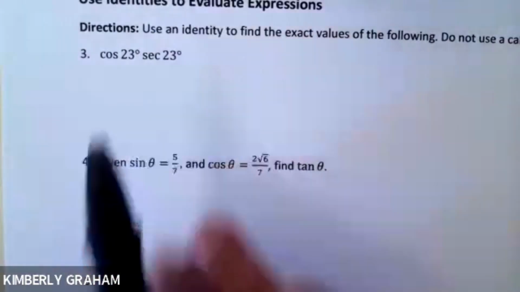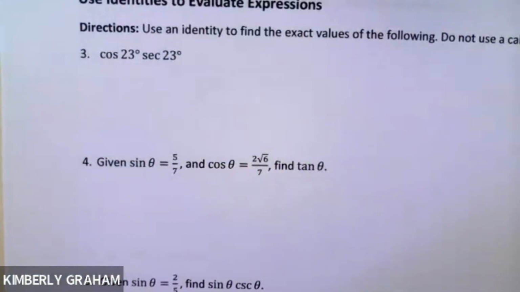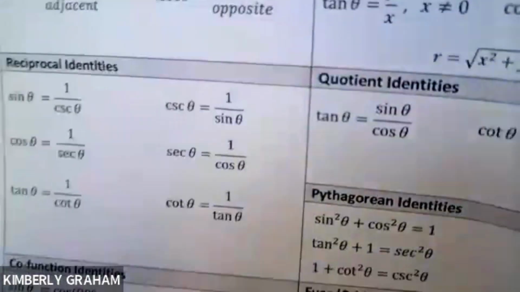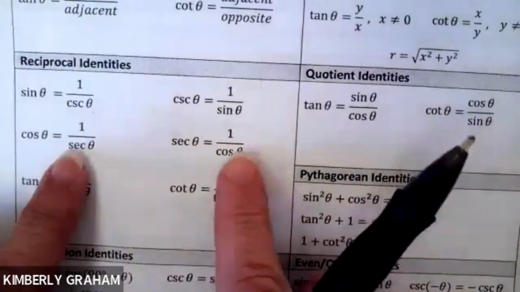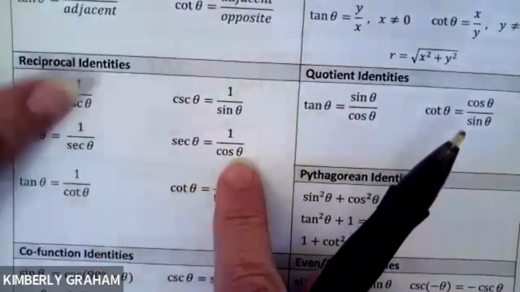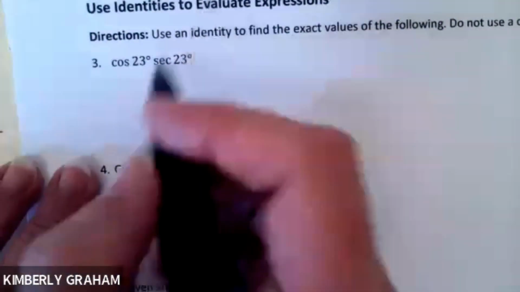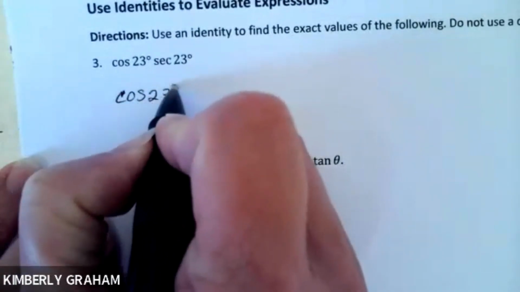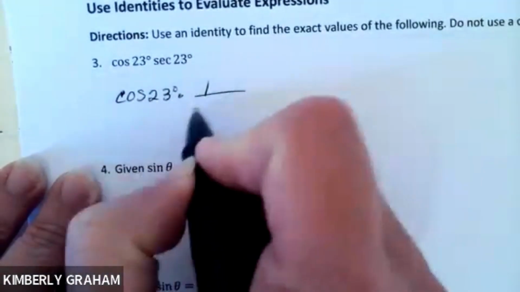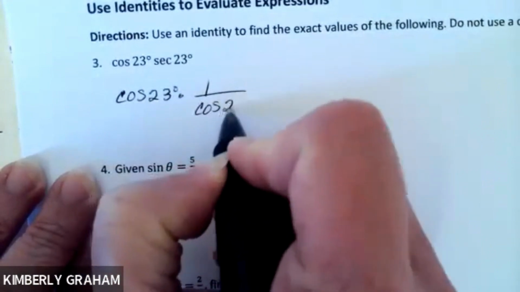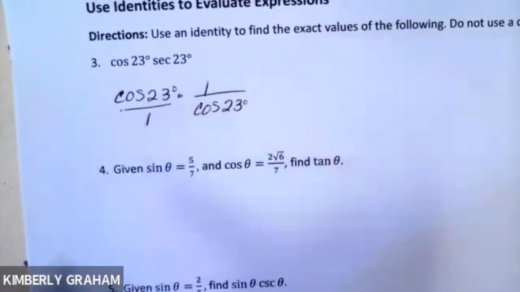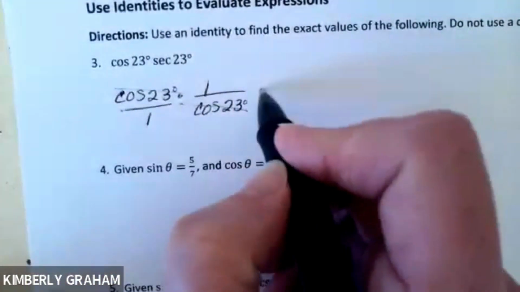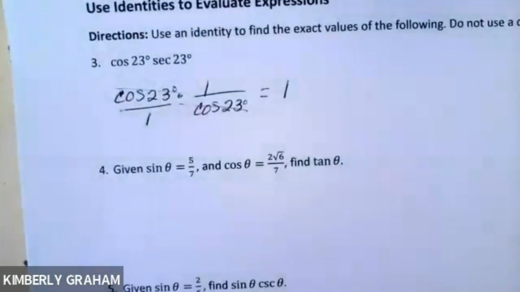So for problem 3, what I would like to do is to use a reciprocal identity, because I know that cosine and secant are reciprocals. And I can use either one of these to substitute in. I kind of like to keep cosine the same and then write secant as 1 over cosine. You can put the cosine over 1, and that way it's a little bit easier to see that your cosines are going to cancel. So that ends up being 1.